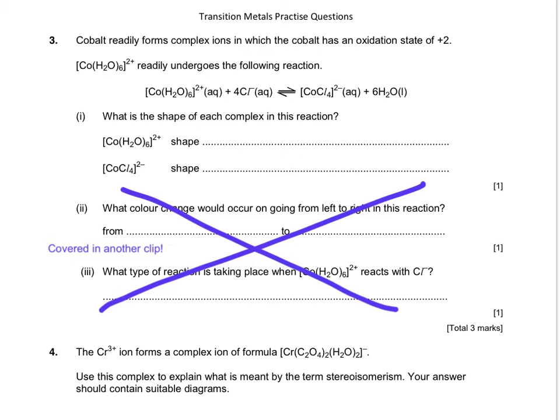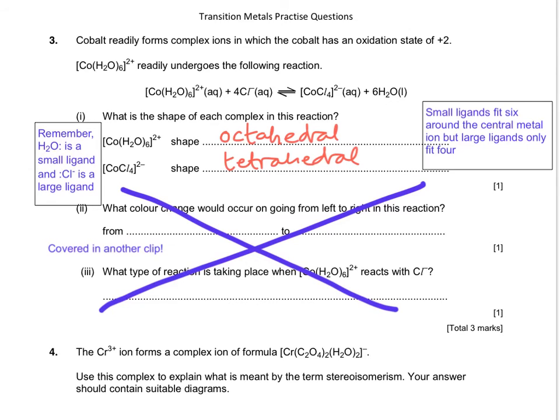Now the thing to think about here is the size of the ligands. If we recall, we said that water is a small ligand and chloride is a large ligand. So small ligands can fit 6 around the central metal ion, and large ligands can only fit 4 around the central metal ion. So that allows us to put octahedral for hexaaquacobalt and tetrahedral for tetrachlorocobalt.